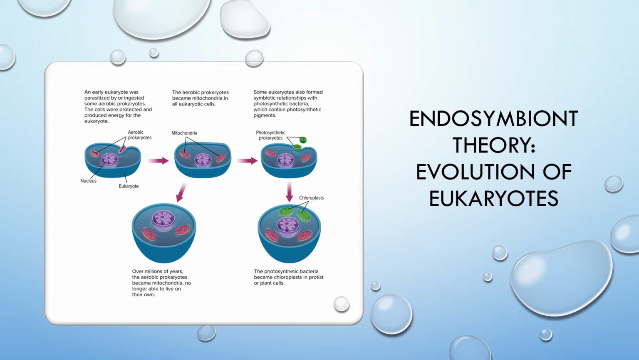So the endosymbiont theory is essentially that the larger pre-eukaryote absorbed smaller prokaryotes, and they worked so well together, it was so advantageous for each of their survival, that they literally evolved to become their own unique species. And that is essentially how the modern eukaryotic cell came into existence.